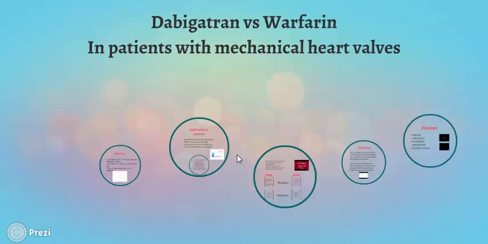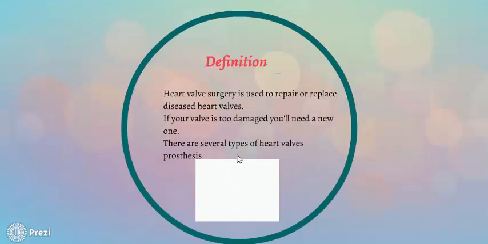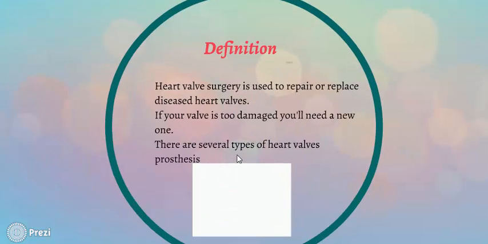We are going to talk about Dabigatran versus Warfarin in patients with mechanical heart valves. So let's start with the definition of a heart valve surgery. A heart valve surgery is used to repair or replace diseased heart valves. And there are several types of heart valve prostheses.